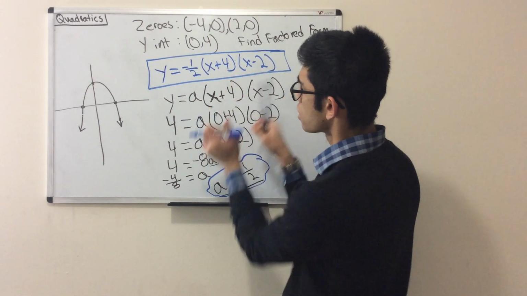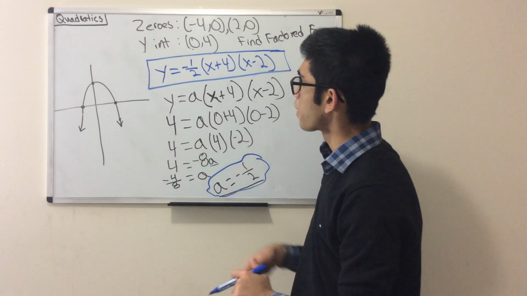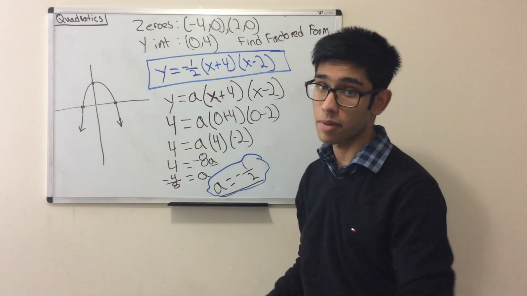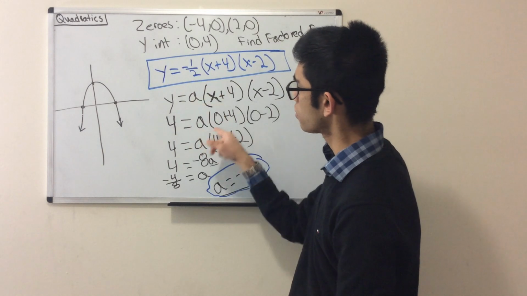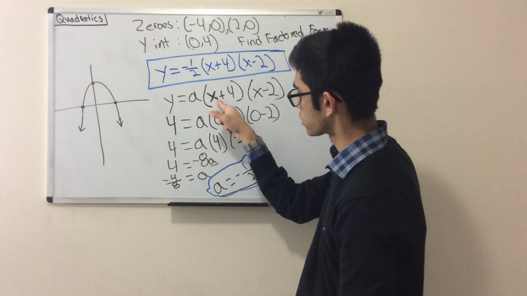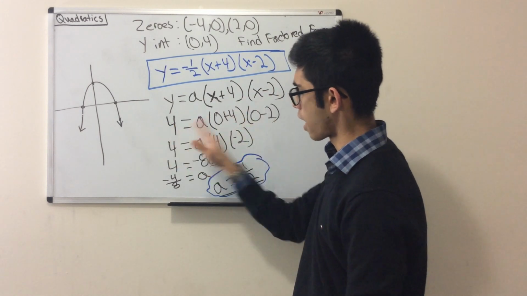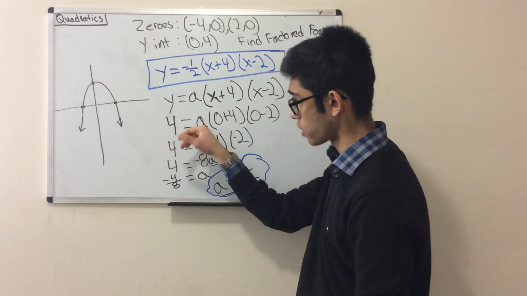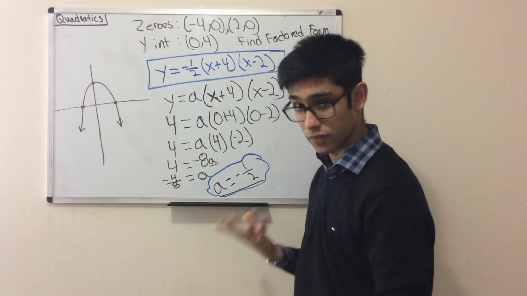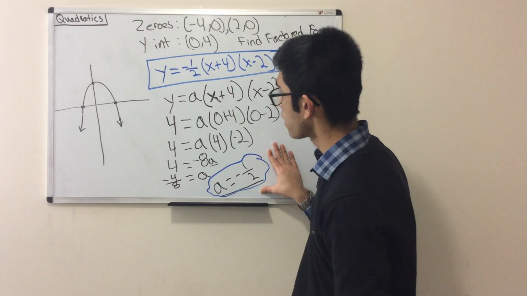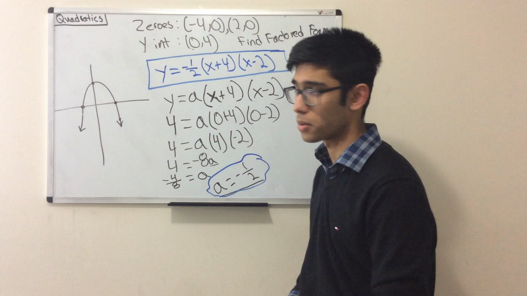So there were my two zeros, but I did not know what my a value was. So how did I get my a value? Well, I plugged in my y-intercept. And what do I mean by plugging it in? I took my y, put it in for y, and I took my 0, my x coordinate, and I put it in for x. So 0 plus 4, 0 minus 2. After I did the math and solved for a, I found out that a was negative half. Exactly. So I took the a value and wrote it in. That's simply how you would do a question like this.